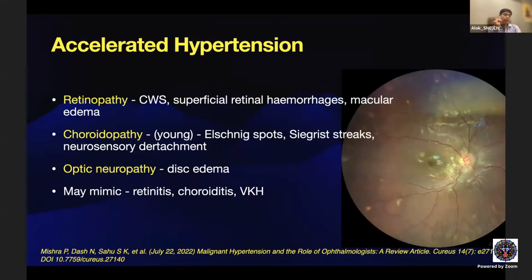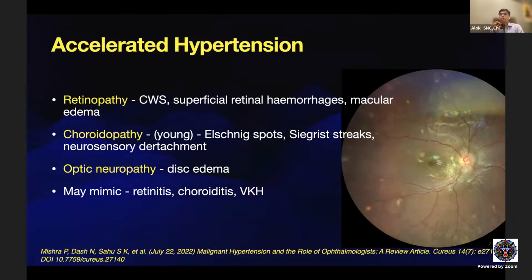Now, in accelerated hypertension, you can have retinopathy, choroidopathy, or optic neuropathy. Now, these choroidopathies, or what we saw in our case, were Elschnig spots, and this can be mistaken for multifocal choroiditis. And these are usually because of fibrinoid necrosis of the choroidal vessel arterioles.